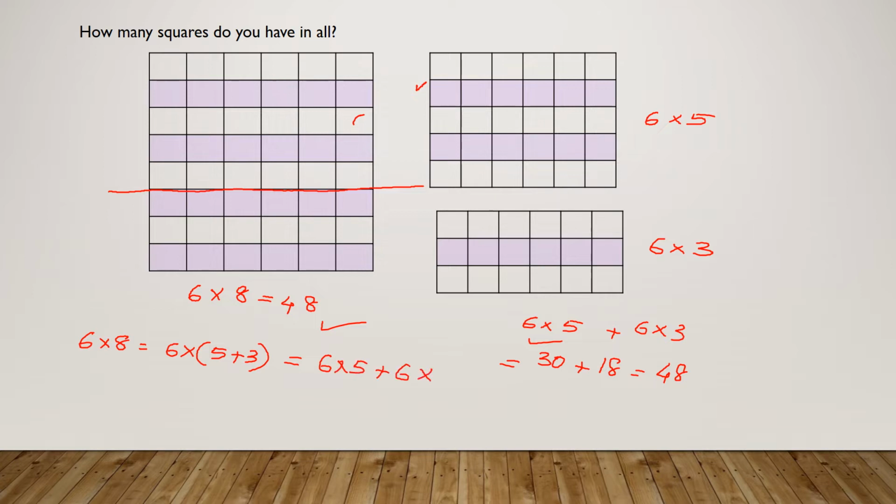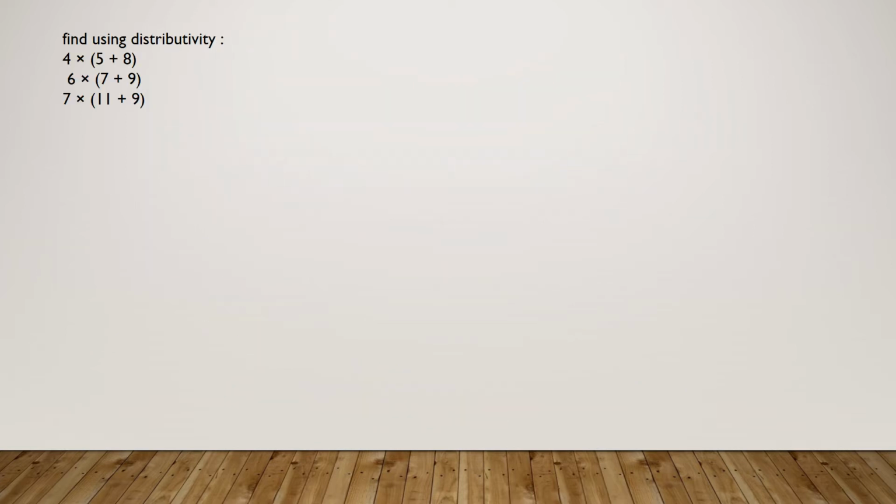That is equal to 6 into 5 plus 6 into 3. This is what we call the distributive property, children. We are distributing 6 over 5 and 3. This is the distributive property of multiplication over addition. Multiplication is over addition. Addition is in the bracket. Okay, moving on to the next slide.